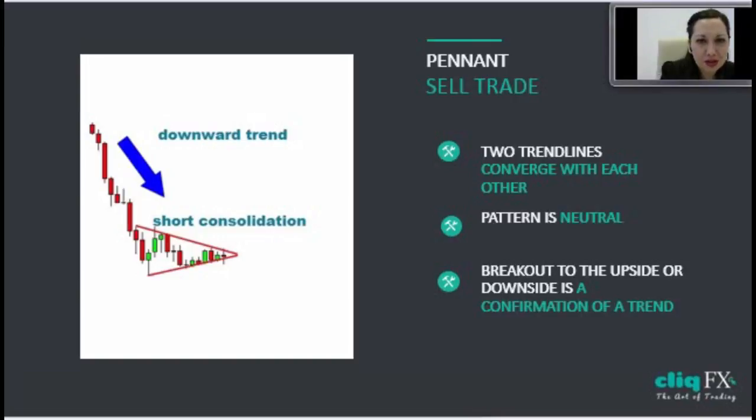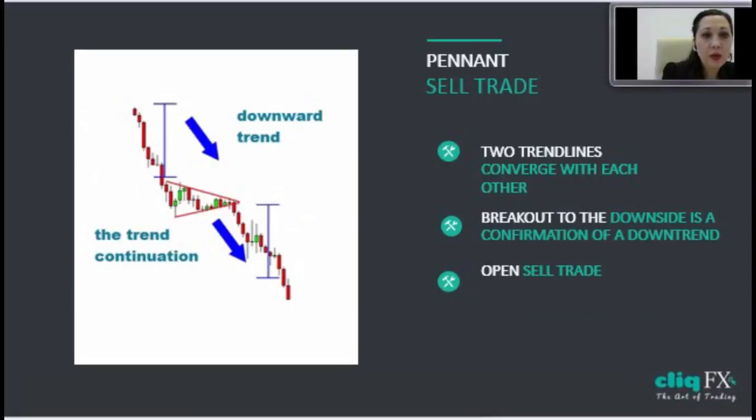In which direction? This is the pattern of continuation of the trend. When we see that the market breaks through the bottom line, we open a position for sell. We can take profit as much as the handle is, but I take as much as the wider part of this flag.